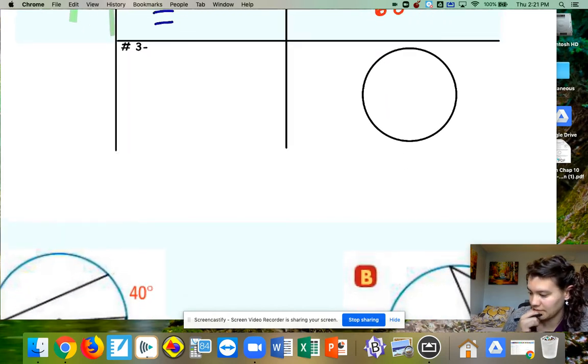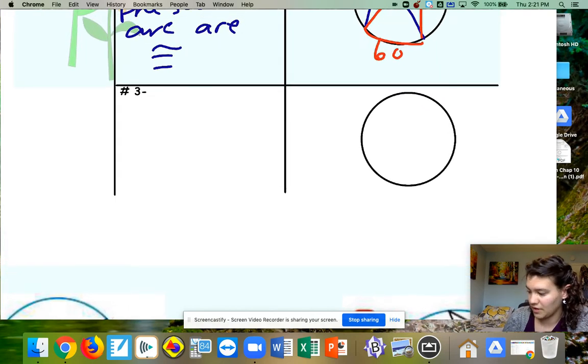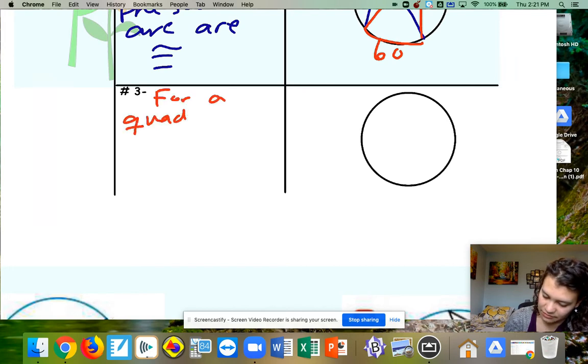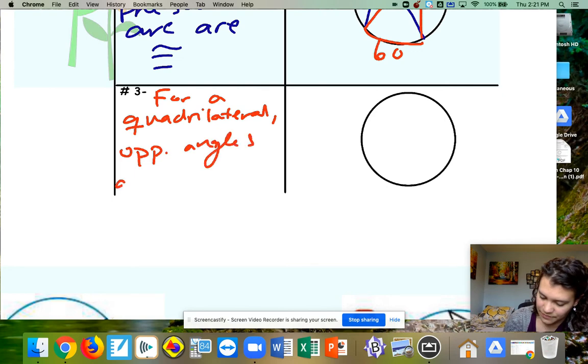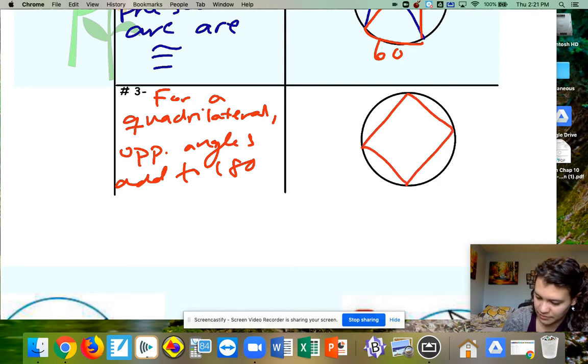And the last one is for a quadrilateral. So you have a 4-sided shape inside your circle. For a quadrilateral, opposite angles add to 180. So if I draw a quadrilateral in here, this angle and this angle add to 180, and then this angle and this angle add to 180.